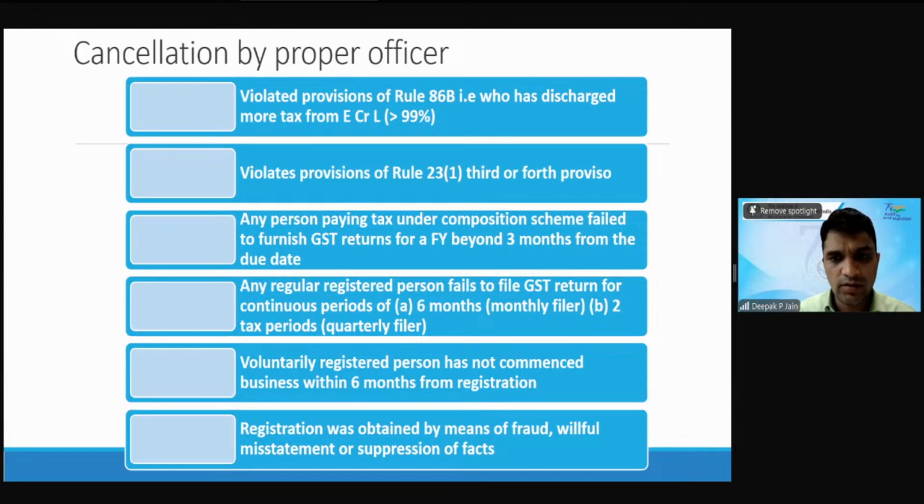Yes, so there are some queries. One is 86B. Anubhav, what is your doubt on 86B? And Nidhi, what is your doubt?